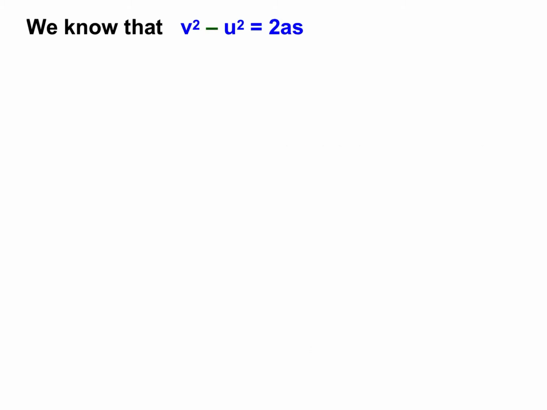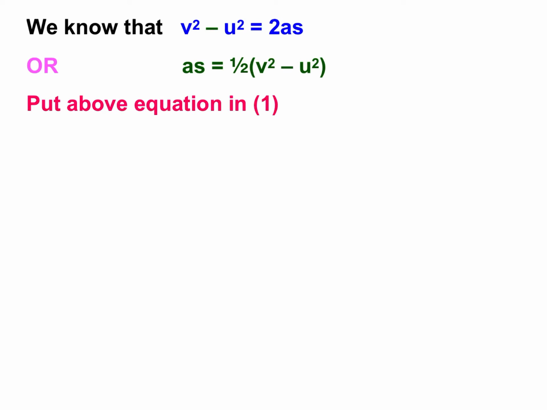We know that v square minus u square is equal to 2as. This is the third equation of motion. So as is equal to half into v square minus u square. We got the value of as. Put this in previous equation number 1. So work done W is equal to m into, at the place of as we have put half into v square minus u square. Then combine this half and m, we will get half m into v square minus u square.